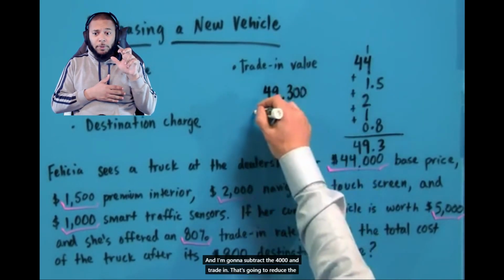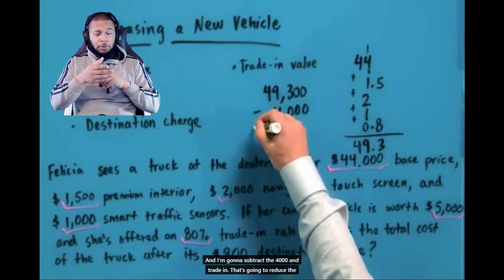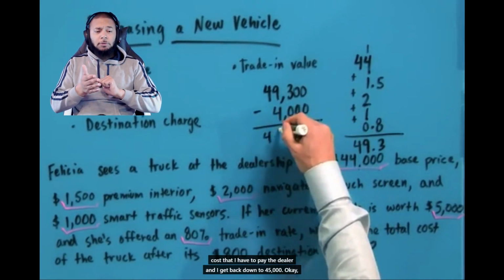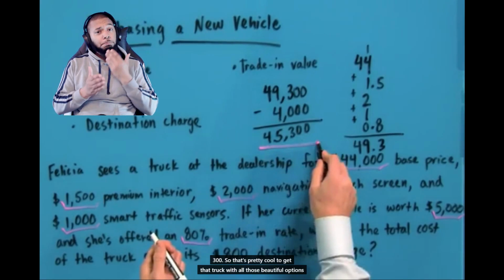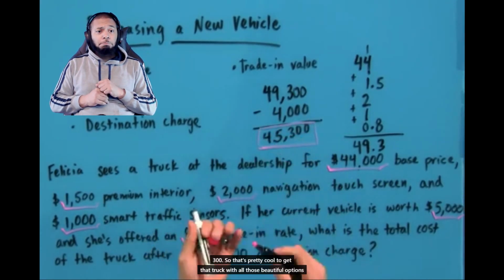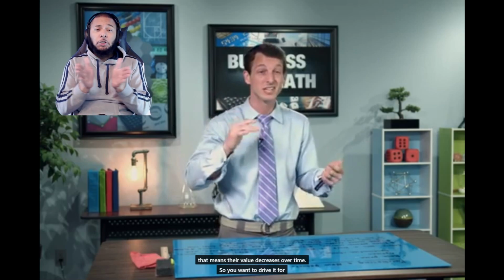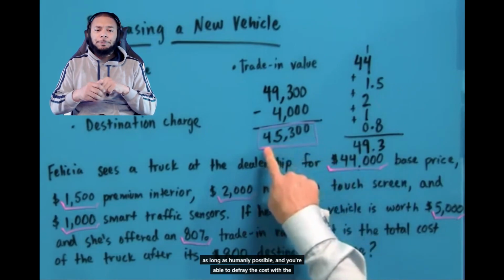So I have 49,300, and I'm going to subtract the 4,000 in trade-in, because that's going to reduce the cost that I have to pay the dealer, and I get back down to 45,300. So that's pretty cool. To get that truck with all those beautiful options, and a truck hopefully that we'll use for a very, very long time, because cars depreciate, trucks depreciate, vehicles in general depreciate. And that means their value decreases over time, so you want to drive it for as long as humanly possible. And you were able to defray the cost with a trade-in.